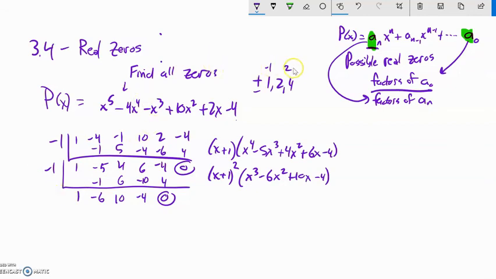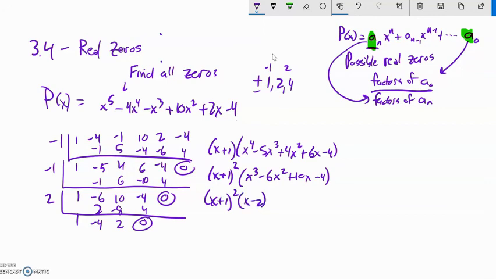And 2. So I think 2 worked as well. So let me try that. Bring it down, multiply, add, multiply, add, multiply. Nice. So I've taken out two x plus 1s. I've divided out an x minus 2. And I'm left with this quadratic, x squared minus 4x plus 2.